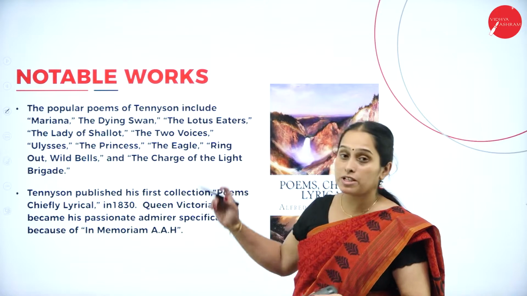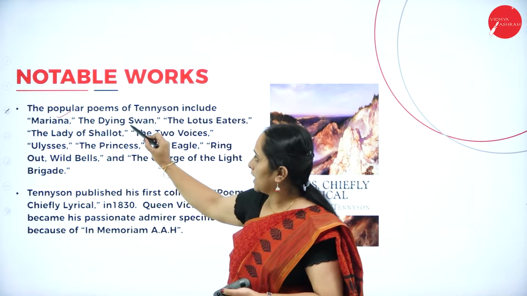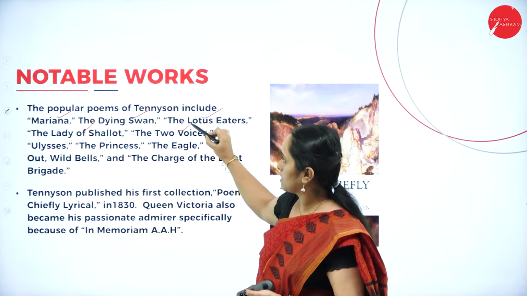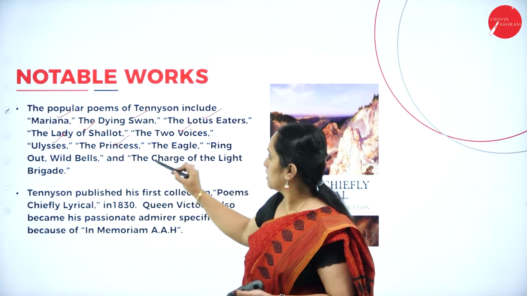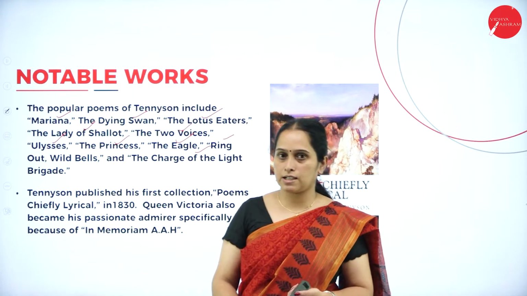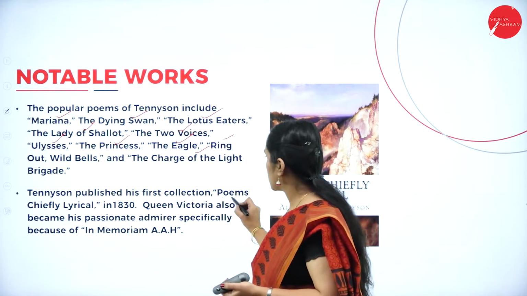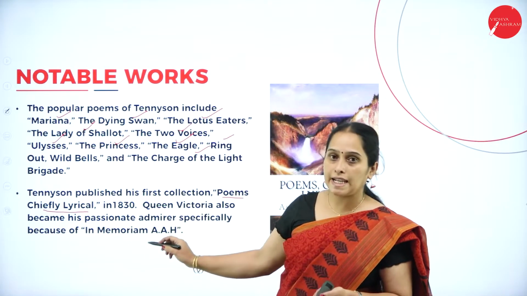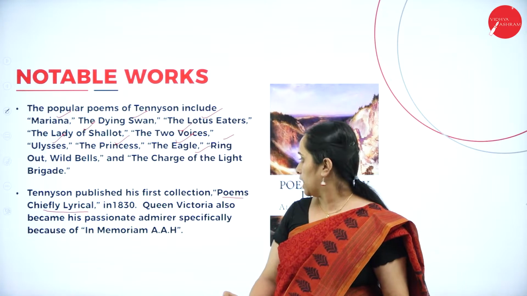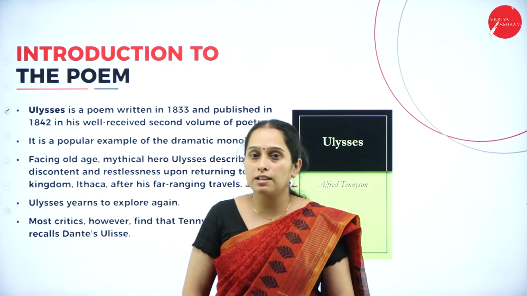Next, let's look into some of his notable works. The popular poems of Tennyson include Mariana, The Dying Swan, The Lotus Eaters, The Lady of Shalott, The Two Voices, Ulysses, The Princess, The Eagle, Ring Out Wild Bells, and The Charge of the Light Brigade. Tennyson published his first collection, Poems Chiefly Lyrical, in the year 1830. Queen Victoria also became his passionate admirer, specifically because of his work In Memoriam. Have a look at the introduction to the poet.